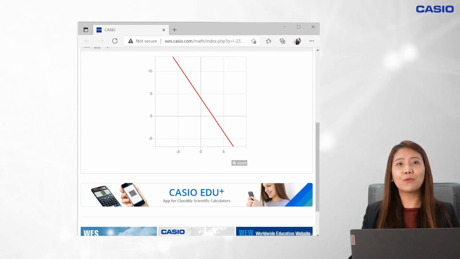From the graph, we can already identify the domain and range of the function, which is, since it's a linear function, the domain is all real numbers and the range is also all real numbers.